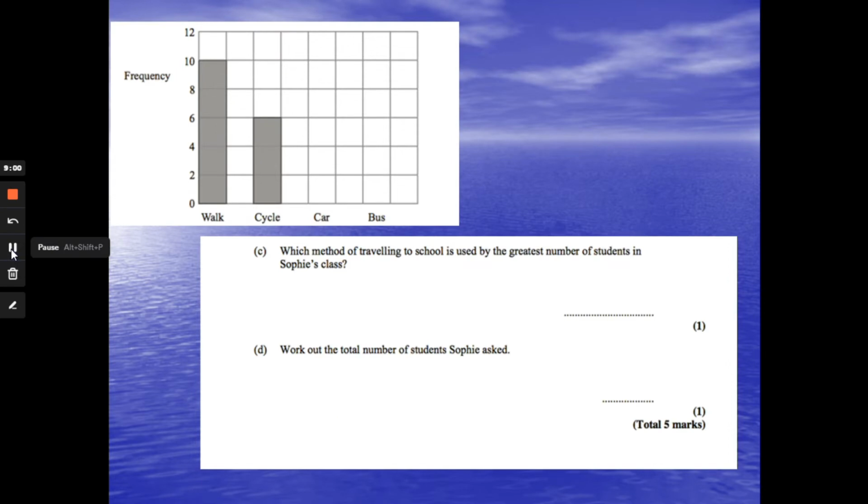Okay, so this is the second set of questions from that question. So C and D. I've copied the bar chart over for you, so I'm going to keep flicking back between screens. So can you pause it and try and answer the last 2, please?